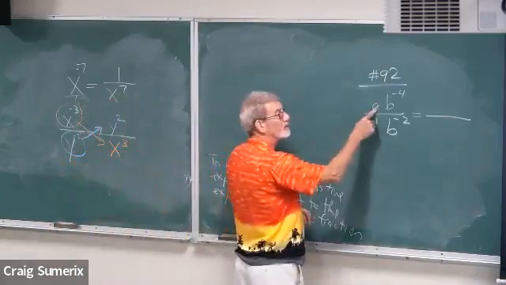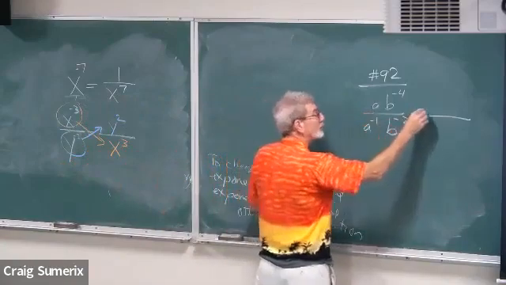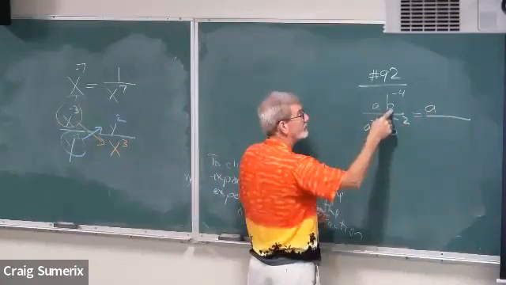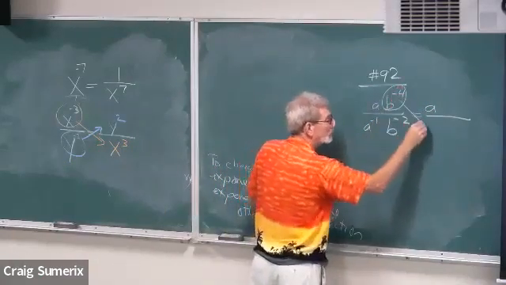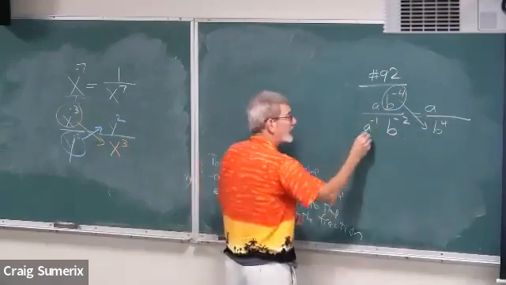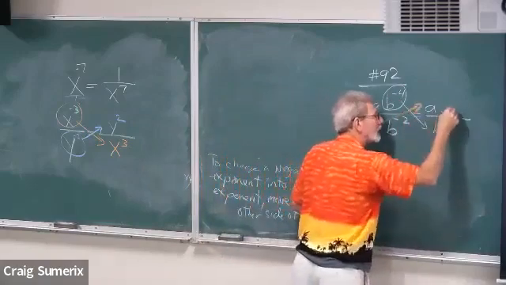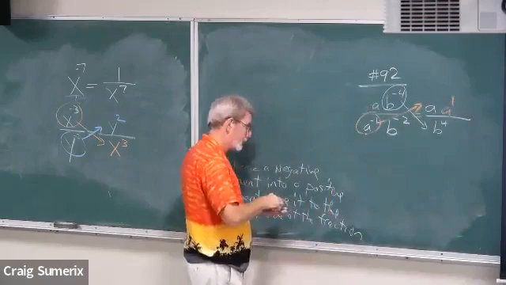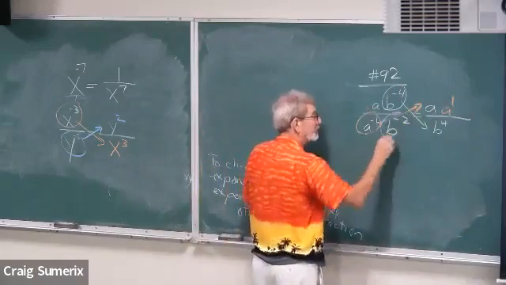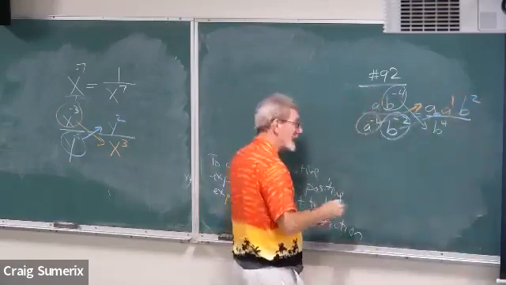This A, is it positive or negative exponent? This is positive, so it stays put. This B, positive or negative? It's negative, move it downstairs and make it positive. How about this A here? Negative, move it upstairs and make it positive. And this B here, negative, move it upstairs and make it positive. Now deal with it.